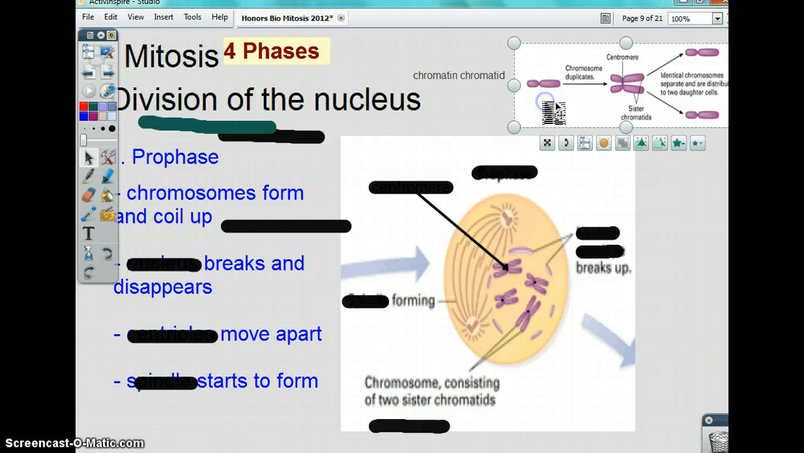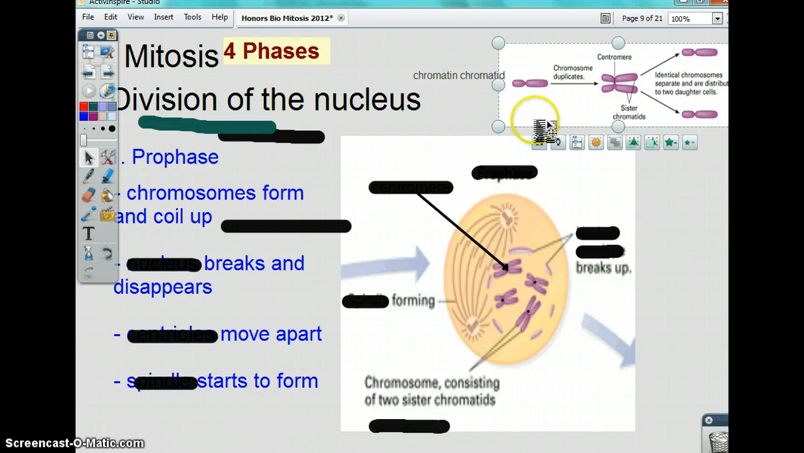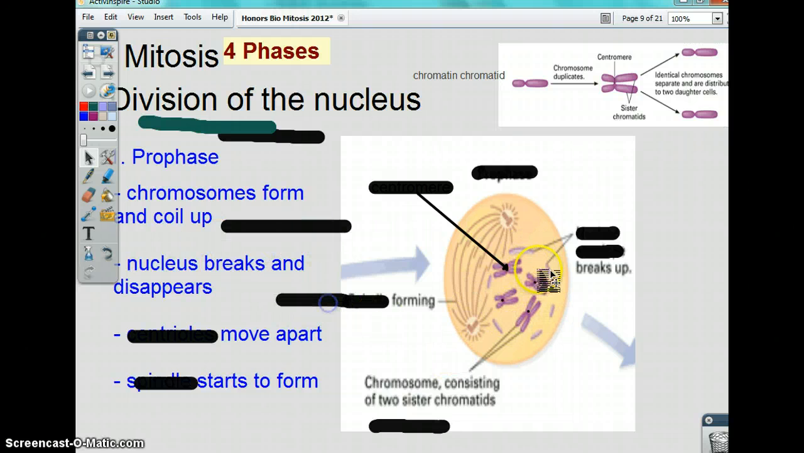Here's a better picture of what that is. You have a chromatid, and then you got chromosomes or sister chromatids, which is this, or identical chromosomes, which separate. Anytime you see the word chromatid, sister chromatids, they're kind of the same thing. Also, during prophase, the nuclear envelope breaks up. Remember, in interphase, you could see the nucleolus and the nucleus. Here, it's going to be broken up, so you don't really see that part of the cell.